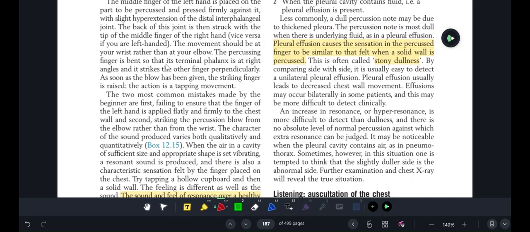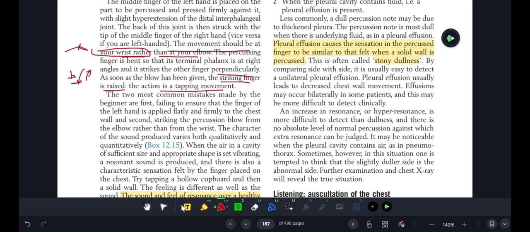And remember, when you percuss, the movement has to be at your wrist rather than at your elbow. Your wrist should be moving with your percussing finger. The percussing finger is bent so that its terminal phalanx is at right angles and strikes the other finger perpendicularly. As soon as the blow has been given, make sure that the striking finger is raised, because the action has to be a tapping movement. You cannot let your finger stay there after percussing, because that will dampen the sound. You percuss and quickly lift up the finger. It has to be perpendicular and with wrist movement. It should not happen at the elbow. You're not hammering the patient, you're percussing the patient. They're very important.